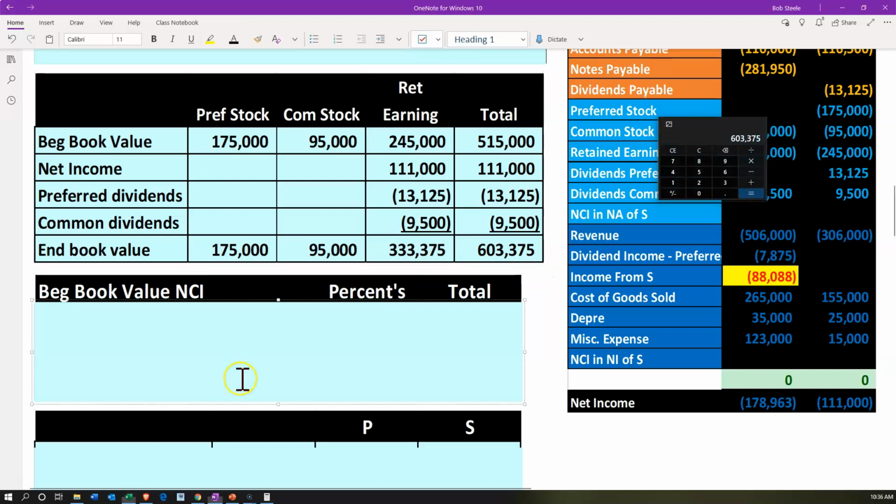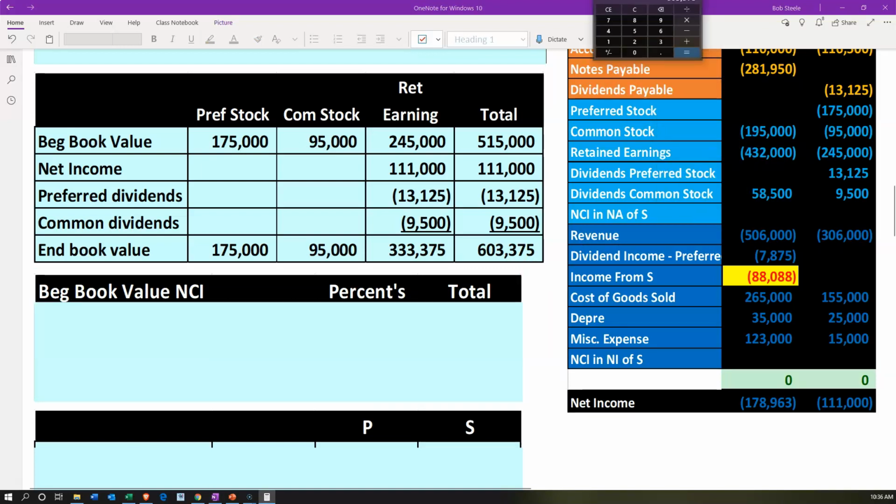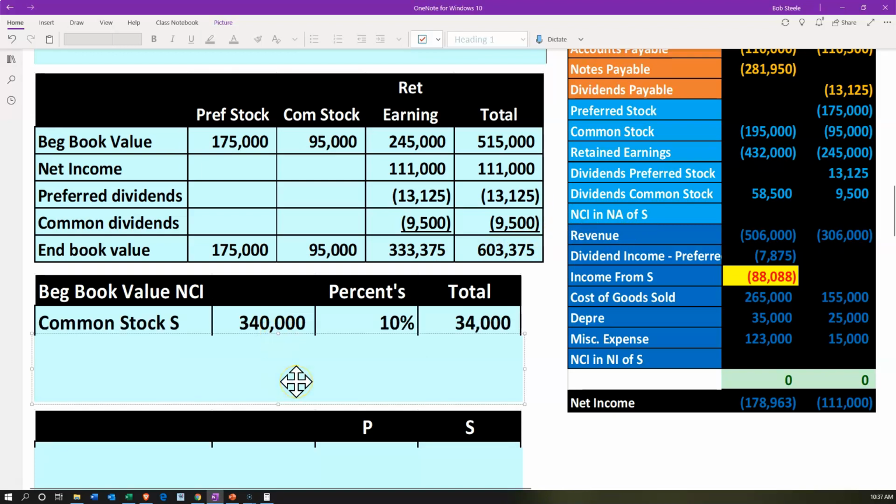Now let's consider the beginning book value of the non-controlling interest. So for the beginning book value of the non-controlling interest, we're basically looking at this item here. If we go into this, the common stock is 340,000. Where I'm pulling that from, let's pull up the trusty calculator, we're including the retained earnings in this calculation. So we're taking the 95,000 plus the 245,000, and that's going to be the 340,000.